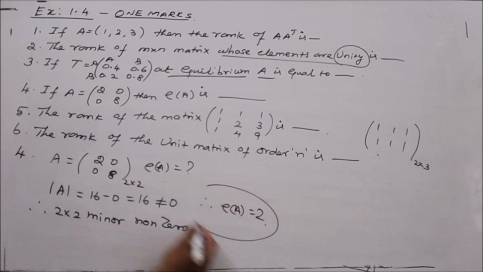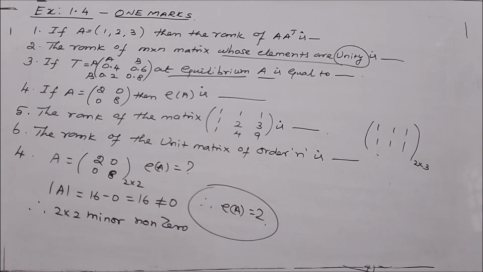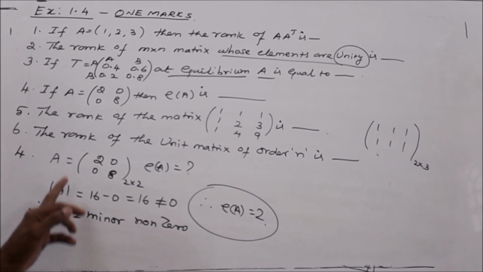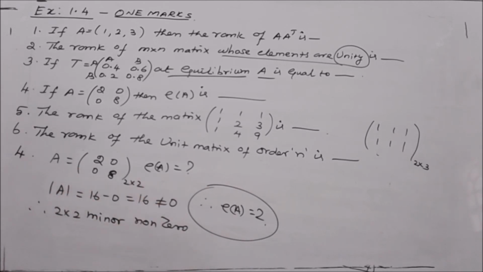Because in the determinant method, the rank is decided by the maximum order non-vanishing minor. That is, the maximum order non-vanishing minor is taken as the rank. Therefore, here the 2 by 2 minor is non-zero. Therefore, rank of A is equal to 2.